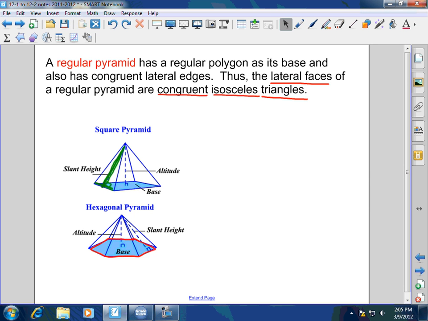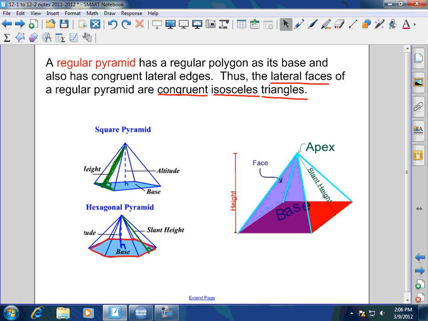But you still have your altitude. Okay? You still have your slant height. And the slant height creates a 90 just like the altitude. And then I got one more for you. You have up here at the top, that's your vertex or your apex. Okay? The slant height, very clearly defined. Here's the slant height.